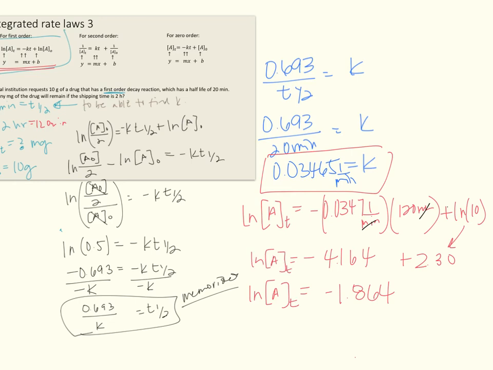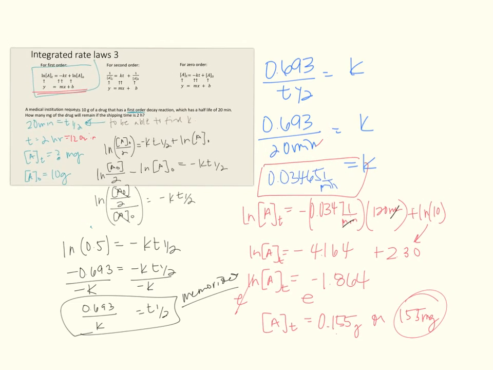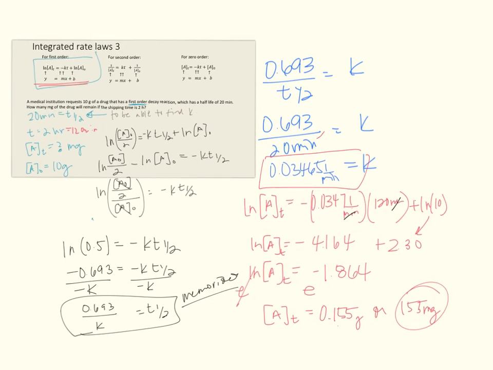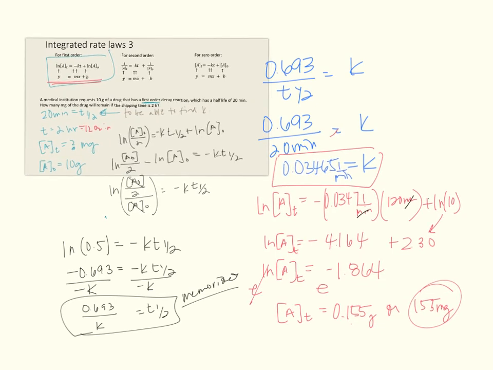So now to undo the natural log here, I'm going to use E. And I get that my A at time t will be equal to 0.155 grams, or 155 milligrams. All right. Whoa, everything's moving around on me. So there you go. So you can see everything.